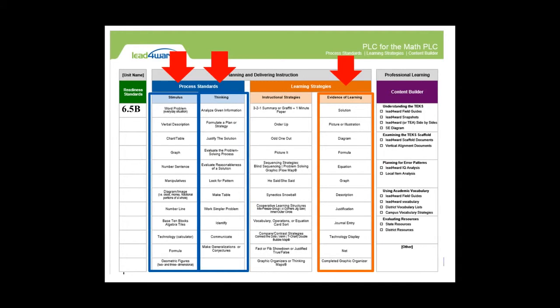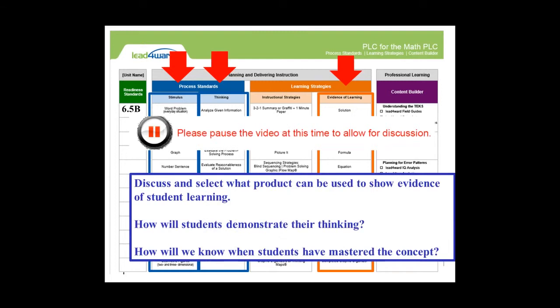Look at the Evidence of Learning column. Discuss and select an appropriate product that can be used to show evidence of student learning, which matches the rigor of our hotspot TEK. Questions to think about when selecting the evidence of learning: How will students demonstrate their thinking, and how will we know when students have mastered the concept?